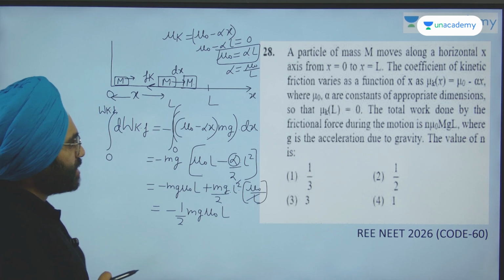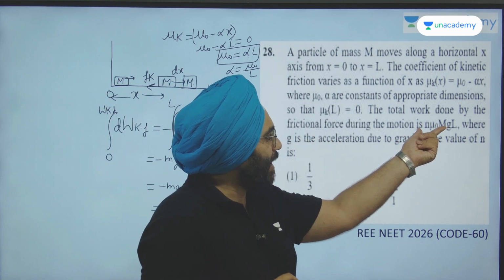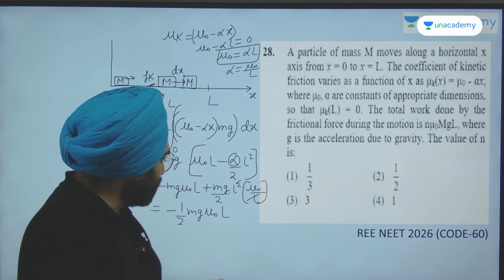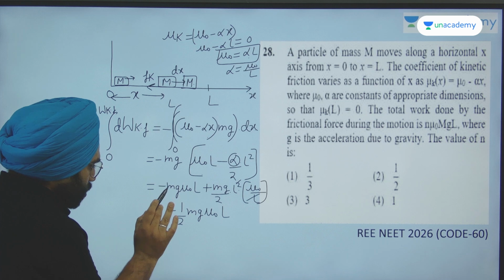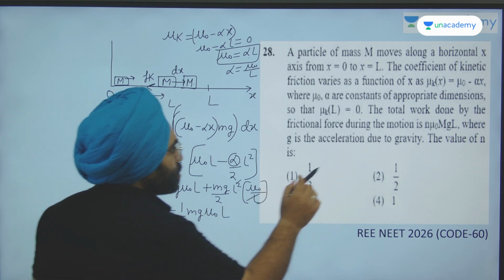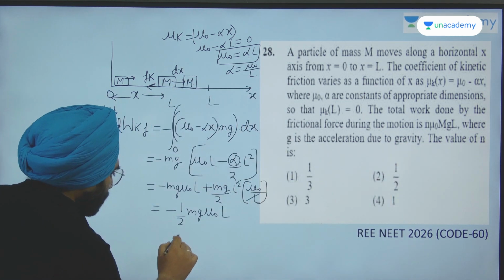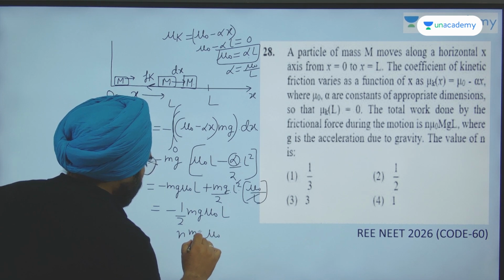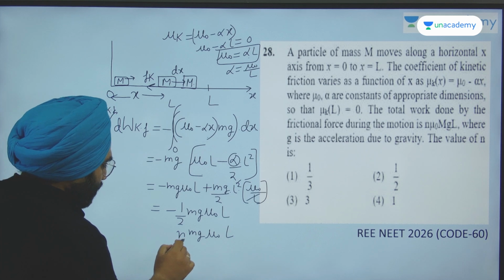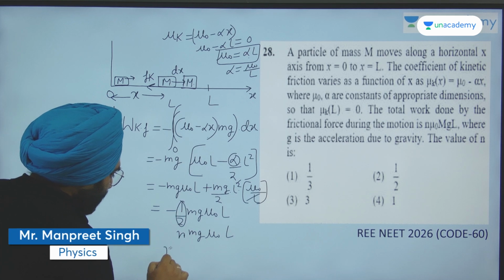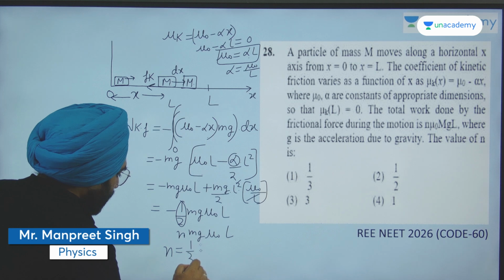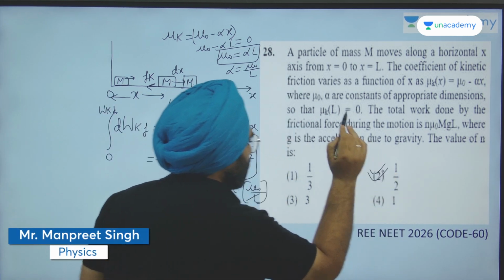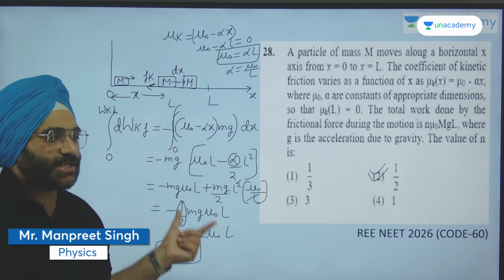Okay. Now they are saying the total work done by the frictional force is N into mu naught into mgL. They are not taking the negative. They are taking the magnitude here. So forget this negative. Okay. So we will be comparing this with N into mu naught into mgL. So N will be equal to 1 divided by 2, that is 1 by 2. What will be your answer? Option number 2. Okay students, this is how you understand it.